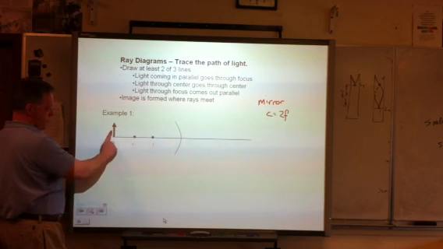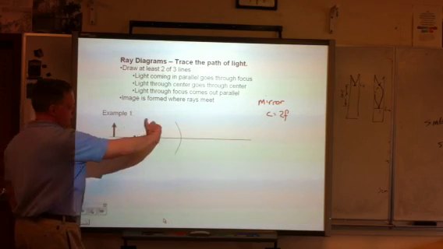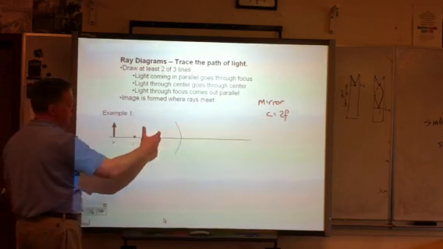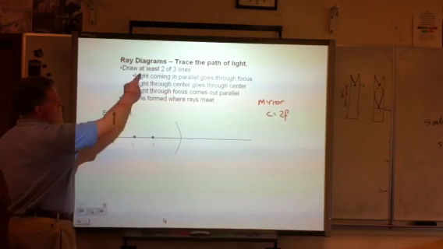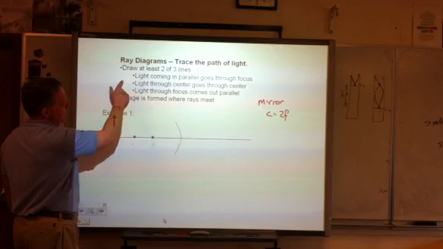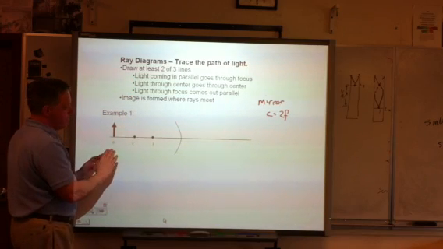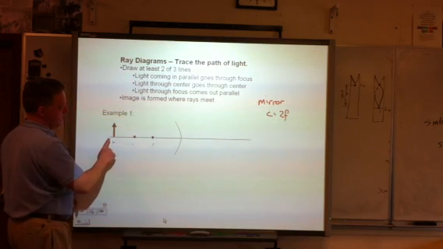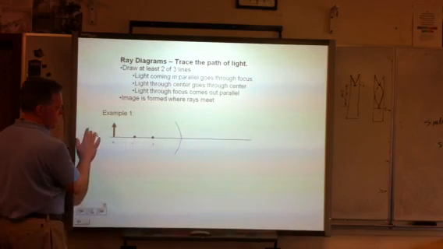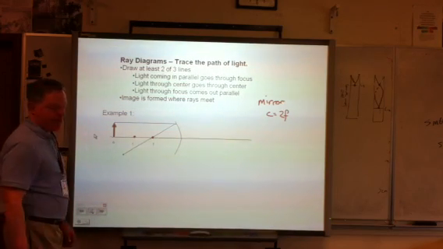Here's our object. We always draw it as an arrow pointing up. It could be the person looking into a mirror, or it could be an object like a candle or a tree that you're looking at in the mirror. We're going to draw at least two of these three lines. I usually do the first two. Light coming in parallel goes through the focus. So you're going to need to get a straight edge to do this and draw the same lines that I might have up here. The first one's going to go in parallel and go down through the focus. So it's going to look like that.